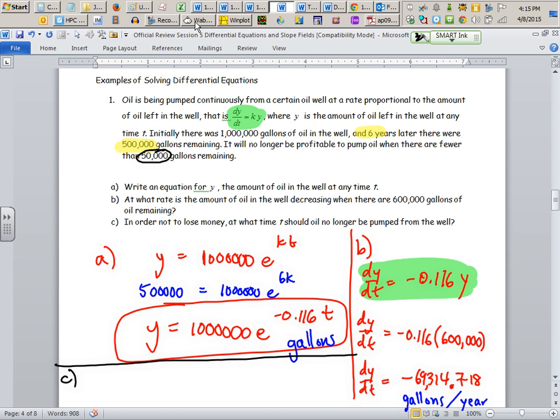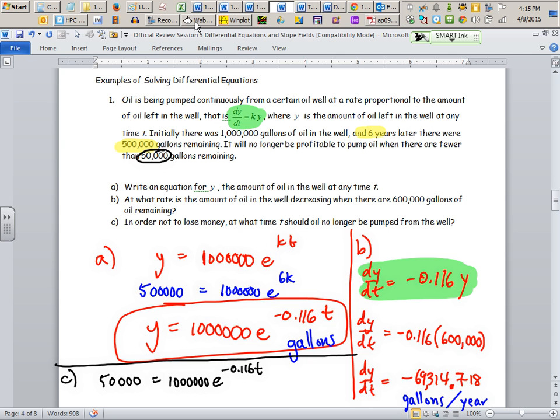Yeah, and then we'll try to isolate T. This will not be hard. Any pre-calc student could do this one. So you're basically putting 50,000 here equals a million e to the negative 0.116 t. And you're going to try to solve for t.